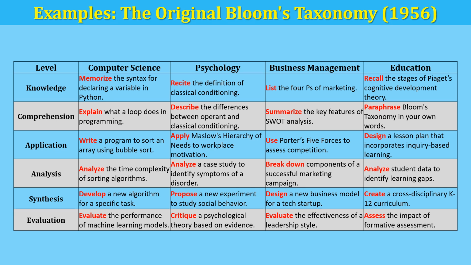These are the examples of the 1956 Bloom's Taxonomy, which classifies cognitive learning into 6 levels, each progressing in complexity. Below are the levels with examples from computer science, psychology, business management, and education to illustrate how they can be applied to different disciplines. The red colors are the verbs, so you can use them to understand at which level and why they are using the particular verb.